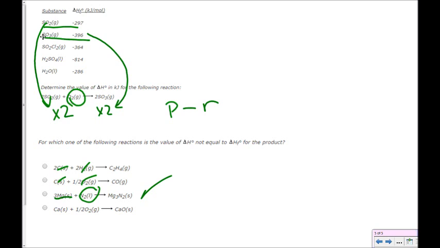And if you finish it off, yes, calcium is a solid at room temperature. Oxygen's a gas at room temperature. It's making 1 mole. So it can't be that one. That has to be a formation enthalpy.